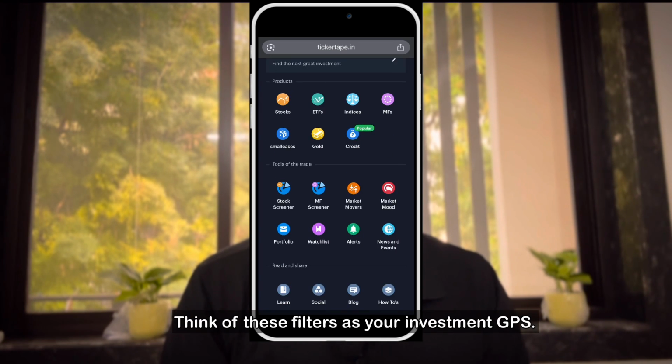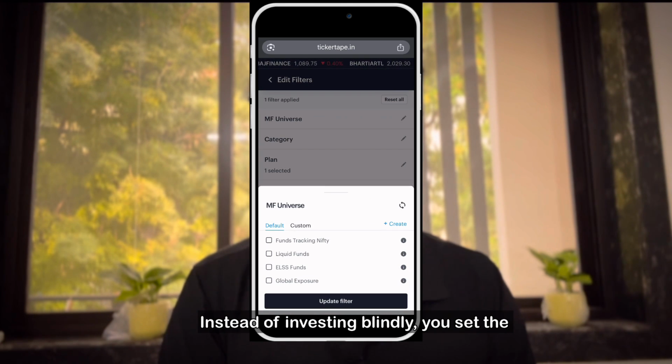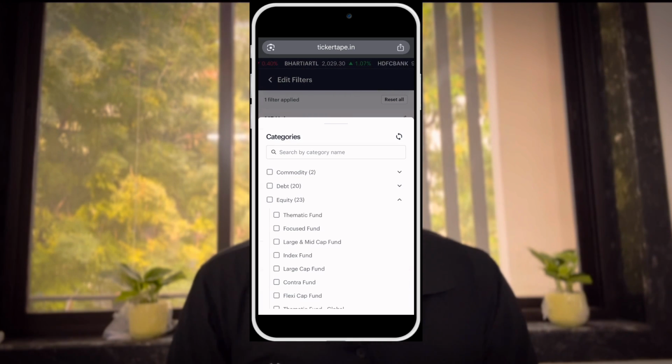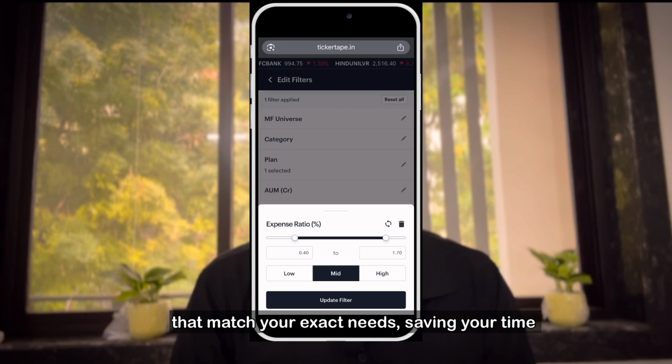Think of these filters as your investment GPS. Instead of investing blindly, you set the destination, which is your goals. Screener filters help you to shortlist funds that match your exact needs, saving your time and money.